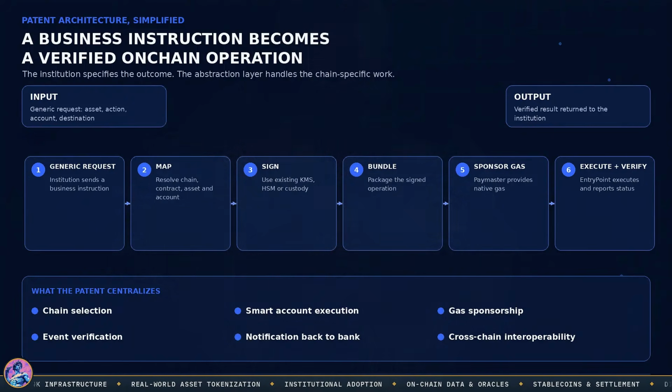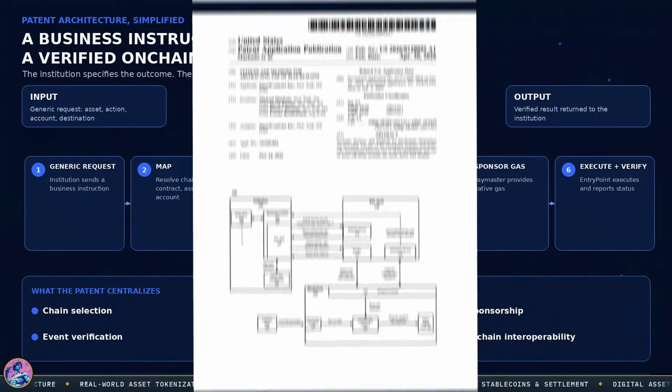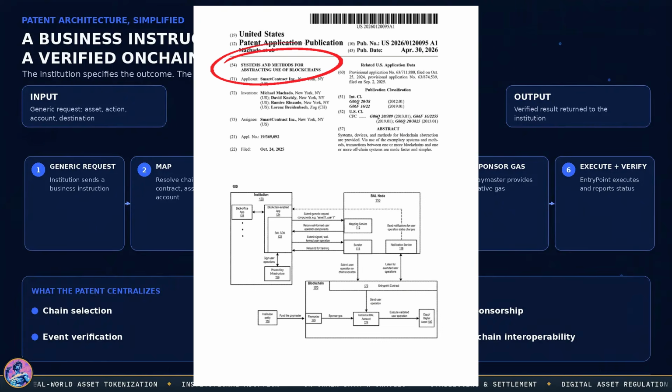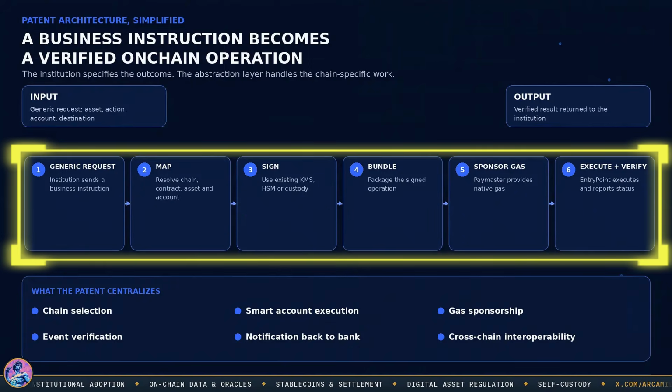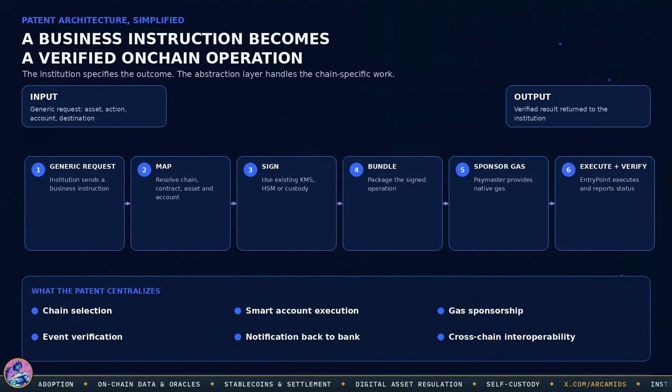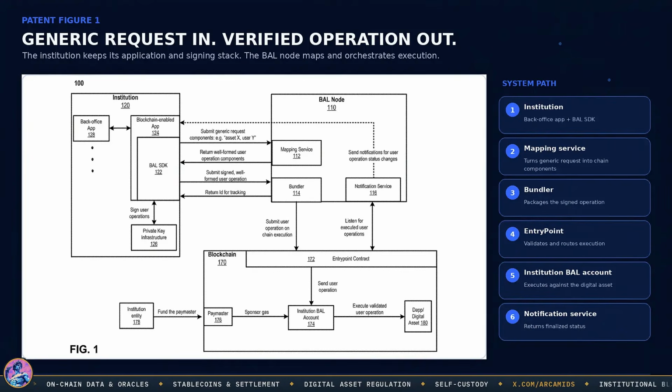SmartContract Inc., the company behind Chainlink, published this application for what it calls a blockchain abstraction layer. The pitch is simple. The bank sends a normal business instruction, and the abstraction layer turns it into a blockchain transaction. Look at Figure 1.